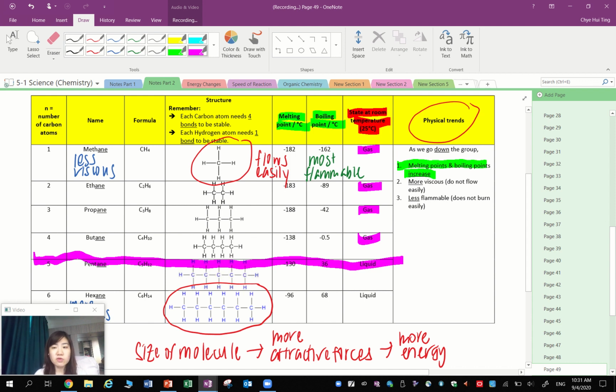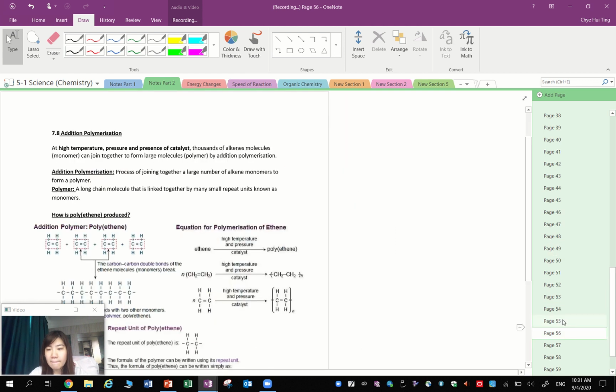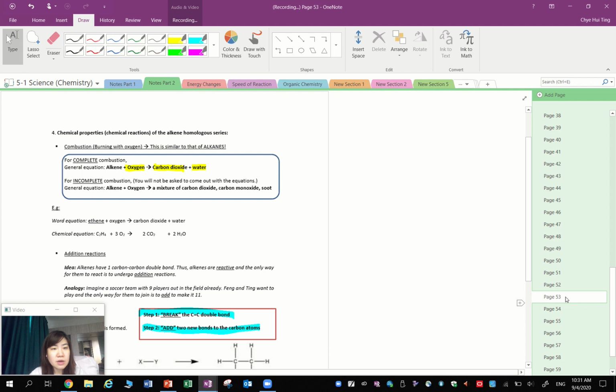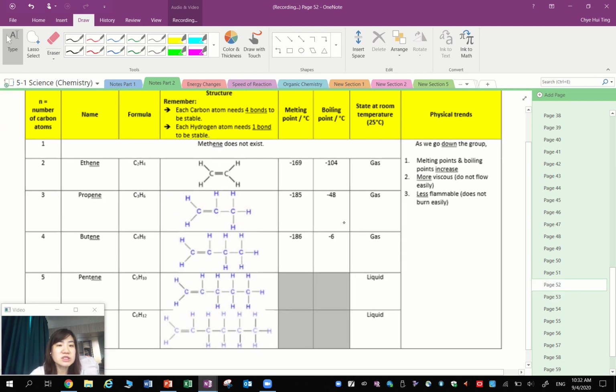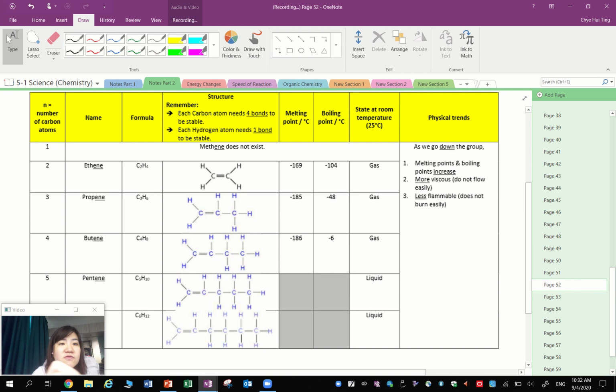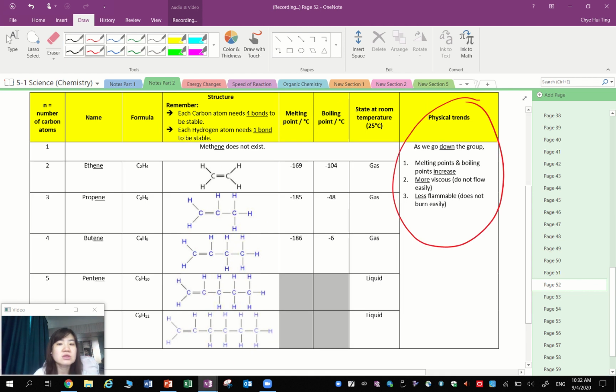If you refer to your alkenes page, different syllabuses have different pages, so you just refer to the same page. You notice the similar physical trends on the very last column. This is really something for you to note. You can also see that the density increases. The first three are gases. The last two are liquids. This is really something for you to know. For the 4NA students, this is where your syllabus stops.